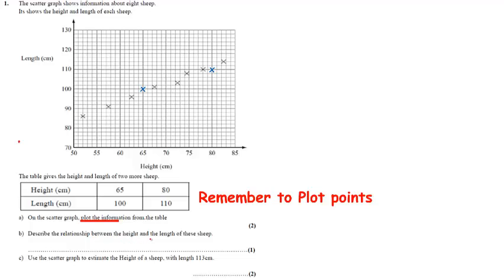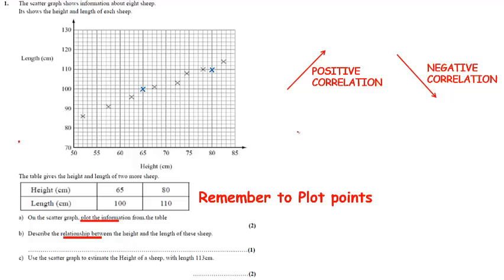Describe the relationship between the height and the length of these sheep. Okay, remember, I reminded you all repeatedly, think about what type of correlation. If it's going upwards, it's a positive correlation. If it's heading downwards from left to right, it's a negative correlation. Okay, so this here is a positive correlation.